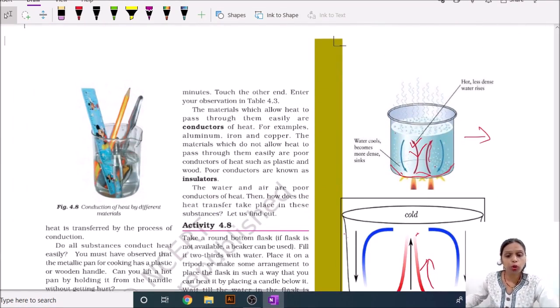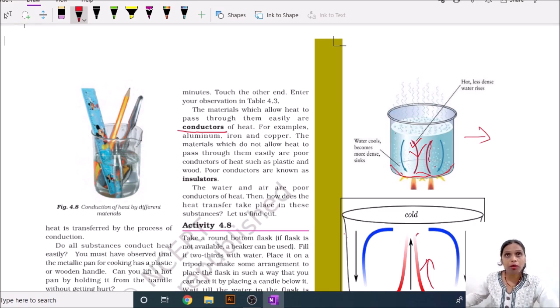Whenever you hold that rod in your hand, it would be burnt. Why? Because some types of material allow heat to pass through them easily, and such a substance is called a conductor. Aluminium, iron, and copper are examples of conductors.